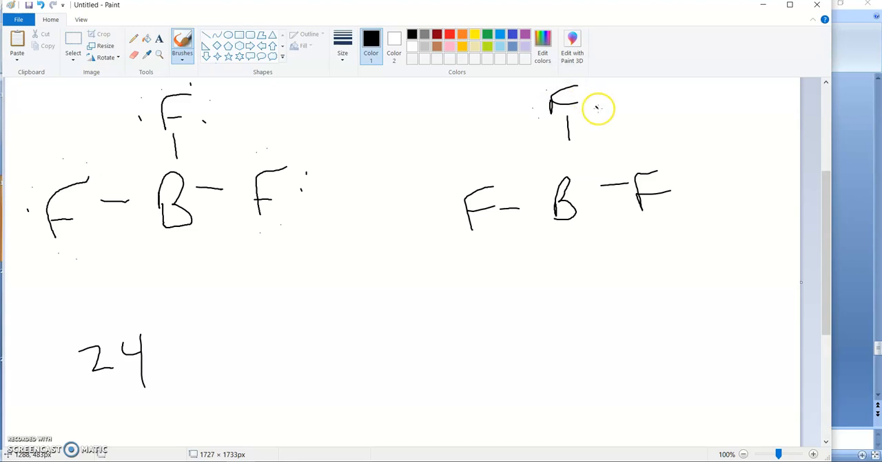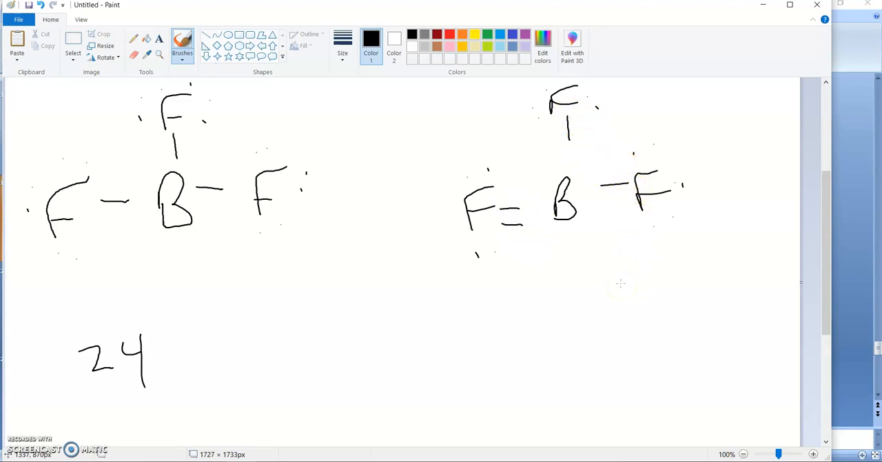Lone pairs. I could take the lone pair from right here and shift it into a double bond. And that would give me 2, 4, 6, 8 on the boron. It would give me a full octet. Fluorine has an octet. These fluorines already had a full octet, remember.